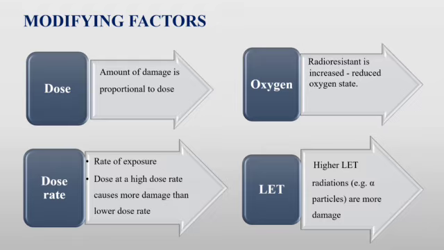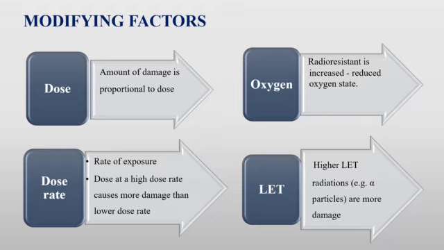Radio resistance of many biologic systems increases when the exposure is made with reduced oxygen. Greater cell damage occurs in presence of oxygen as they form increased amount of free radicals. Next is the linear energy transfer. The dose required to produce a certain biological effect is reduced as the linear energy transfer of radiation is increased.